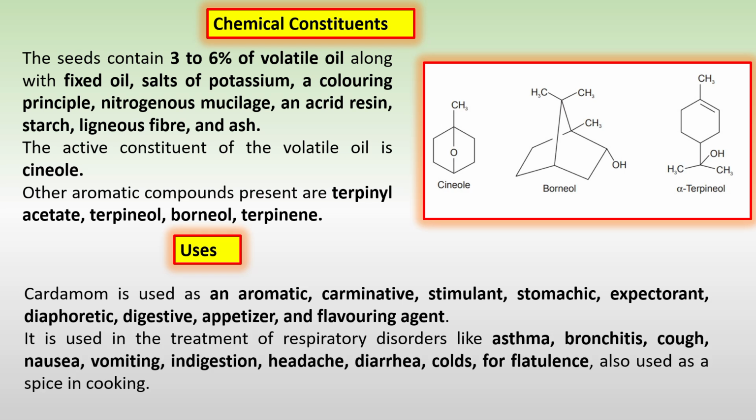Uses of cardamom. Cardamom is used as an aromatic, carminative, stimulant, stomachic, expectorant, diaphoretic, digestive, appetizer, and flavoring agent. It is used in the treatment of respiratory disorders like asthma, bronchitis, cough, nausea, vomiting, indigestion, headache, diarrhea, colds, for flatulence, to expel the gases in the GIT, and also used as a spice in cooking.